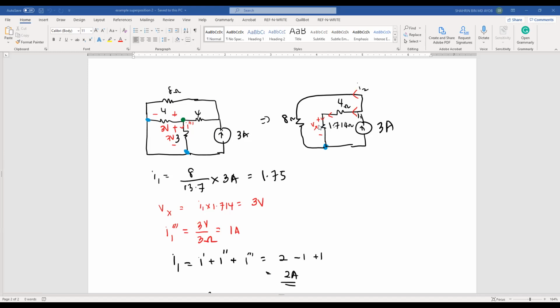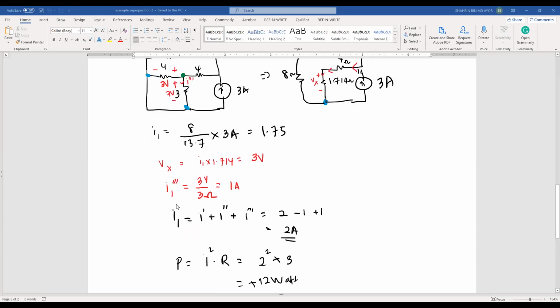So from here you can see that it is parallel. So 4 is in series with 1.7, and this series is in parallel with 8 ohms. So we can obtain I1 by using the current division technique, so it becomes 1.75. After that we obtain Vx, which is equal to 3 volt. And then my current is 3 volt over 3 ohms, so we have 1 amperes.